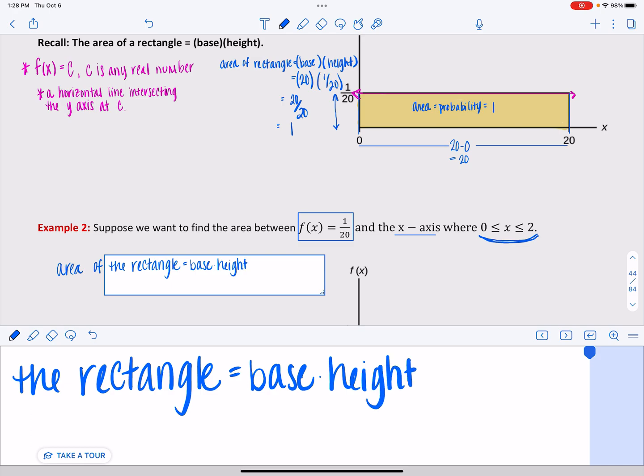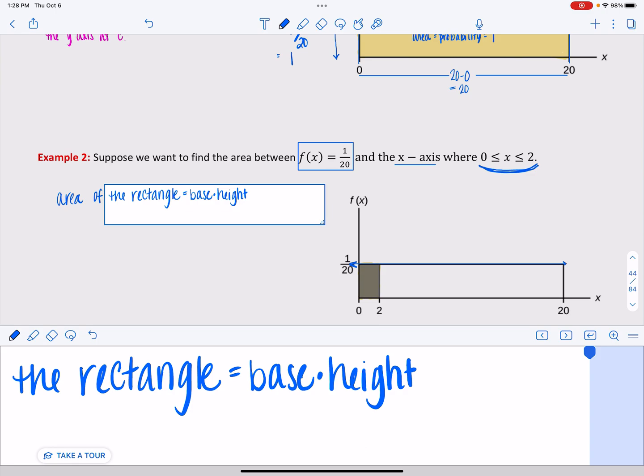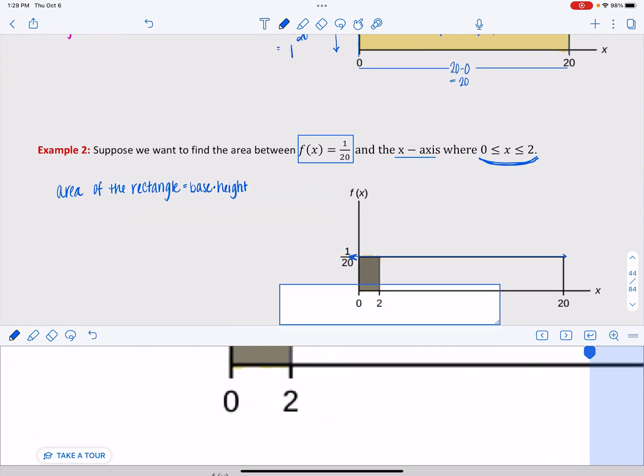We can do base times height. In this case, my base would be 2 minus 0. I know that you guys can count. I know that you guys can look at that and tell me that it's 2 units long. But like almost everything else that I do with you, there is a method to my madness, so just bear with me for a few minutes.